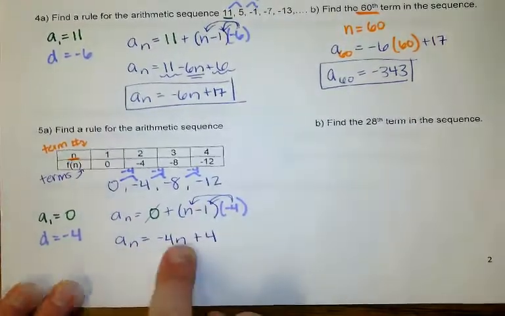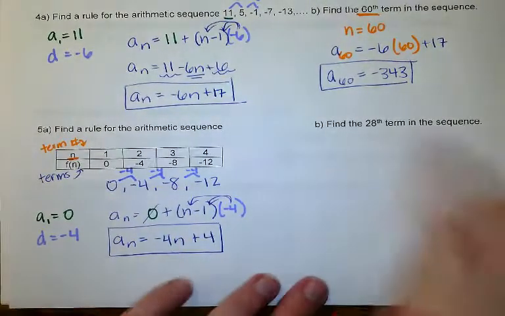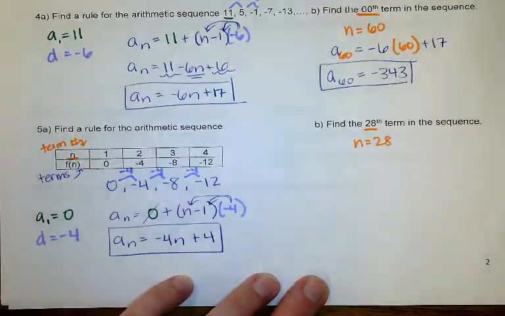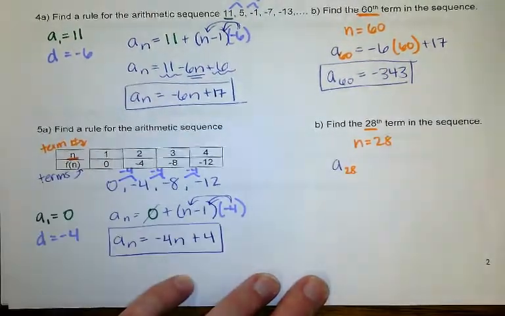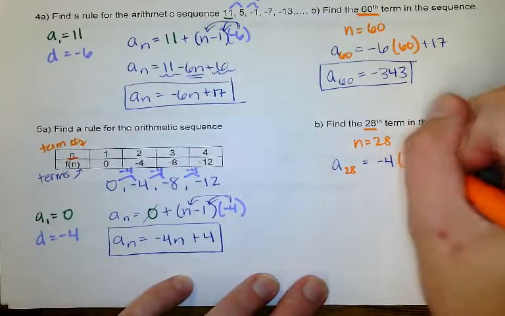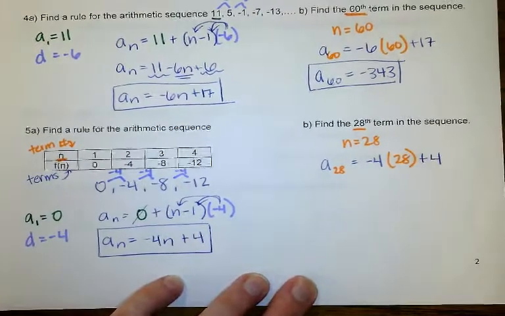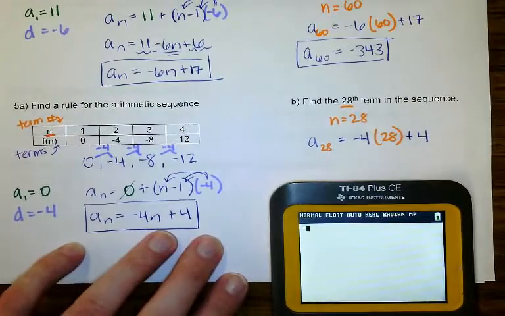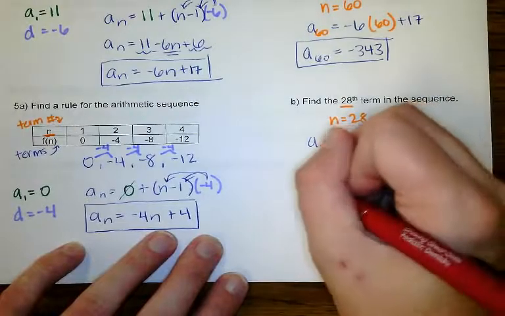And then it says find the 28th term in the sequence. So that means my n is going to be equal to 28. So if I write my term values here, I'd say a sub 28 is equal to negative 4 times 28 plus 4. Because I'm not super interested in subtracting 4 twenty-eight times. Then I'd go to my handy calculator, and negative 4 times 28 plus 4 gives me negative 108. So a sub 28 is negative 108. Do y'all feel good about that?